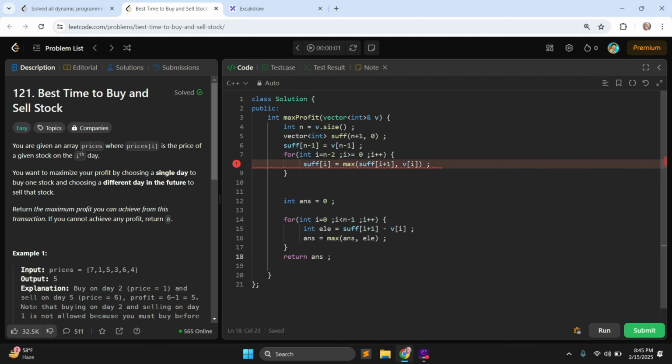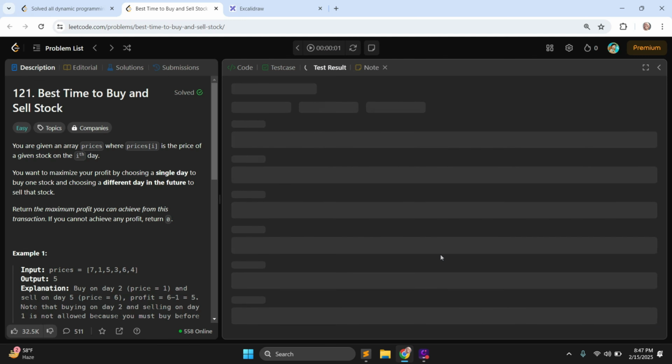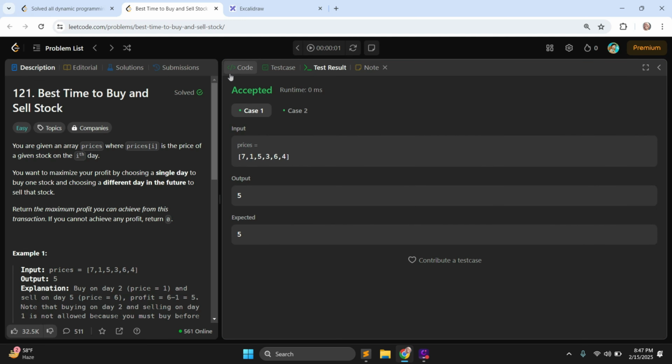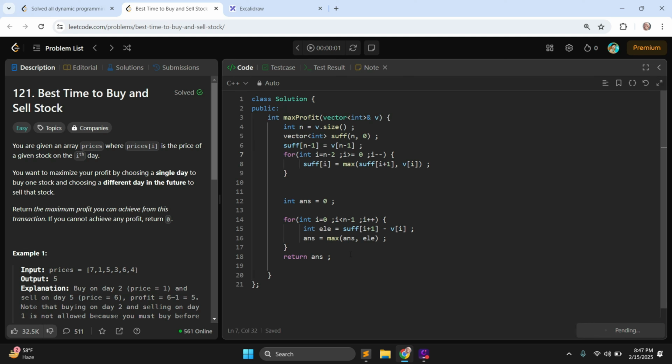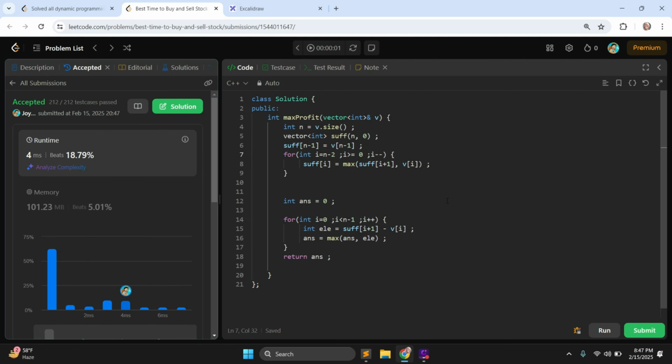Okay, suffix of i plus 1 minus v of i. Okay, so it's my fault. It should be i minus minus. Let's run this. Okay, so it's accepted. Let's submit this code. Okay, accepted. Thank you very much, guys.